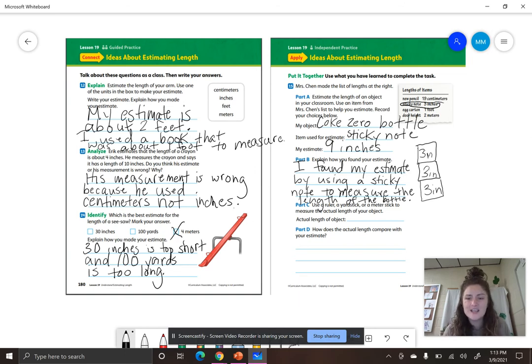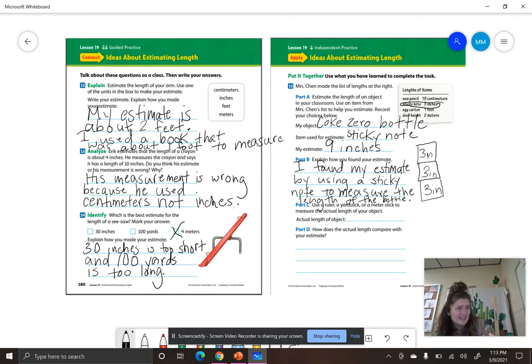All right, part C says use a ruler, a yardstick, or a meter stick to measure the actual length of your object. All right, so since I used inches, I'm going to use an inch ruler. If you use centimeters, you are going to measure with centimeters. All right, so I am going to measure the length of my bottle. I am going to start with the 0 on inches at the bottom. And I'm going to draw an invisible line. All right, so when I measure the length of my water bottle, or my Coke Zero bottle, it is 9 inches.